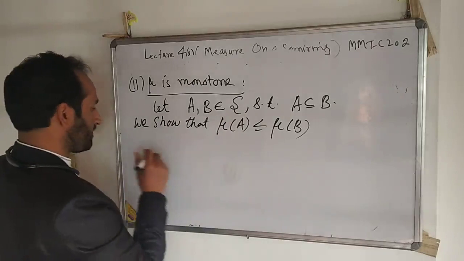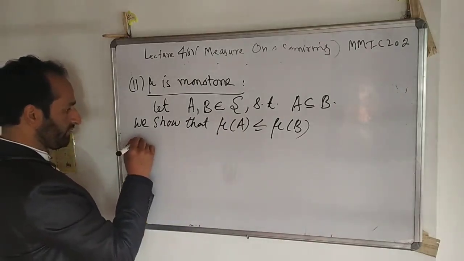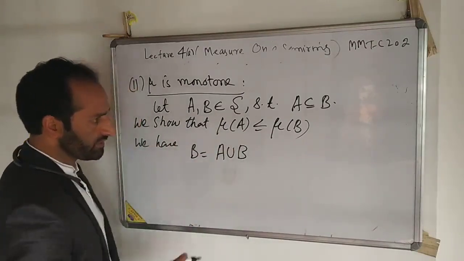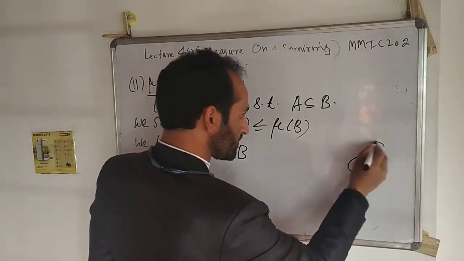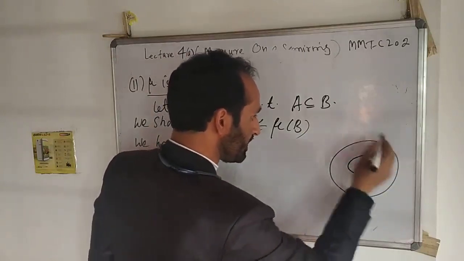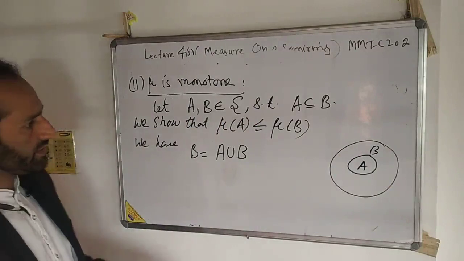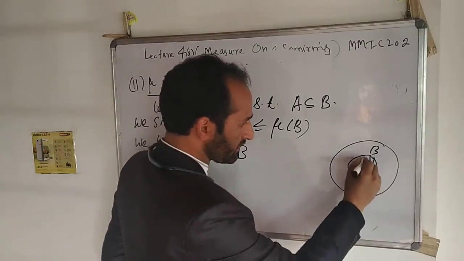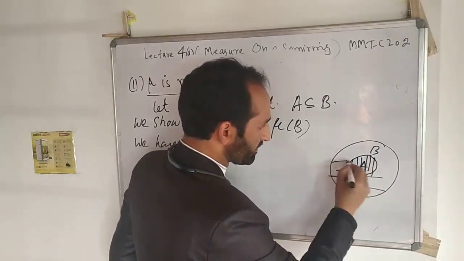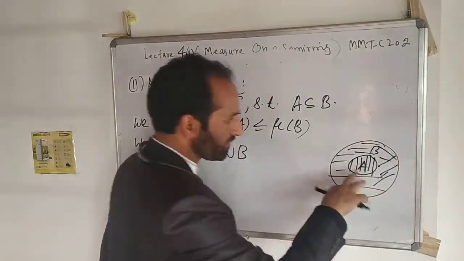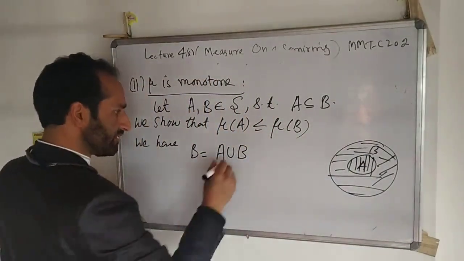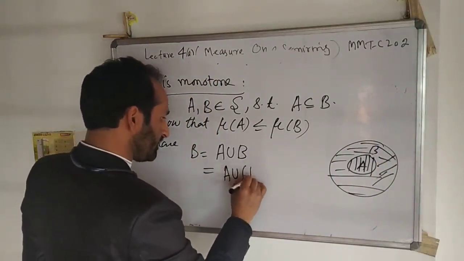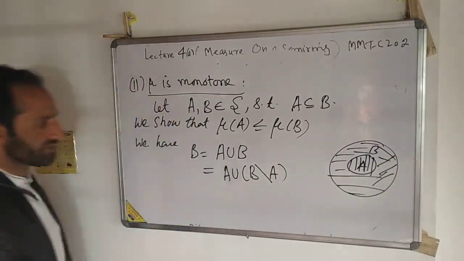Since A is a subset of B, now we have B which is equal to A union B. A is a subset of B. This is B. This A union B is the whole B, and this B is equal to A union B minus A, that portion. So B is equal to A union B minus A. It's a disjoint union. They are disjoint sets.